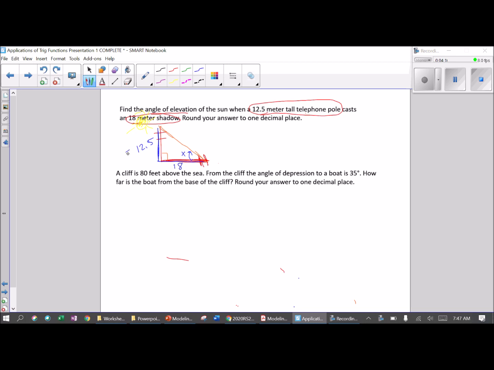Okay, let's label. This guy's going to be opposite. This guy is adjacent. Everybody knows that trig function. So tangent x equals opposite over adjacent, which is 12.5 over 18. Okay, inverse functions, inverse tangent of that number equals about 34.78, blah, blah, blah. One decimal place would be 34.8. And it's an angle, so it's degrees.